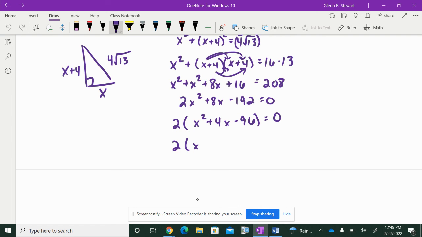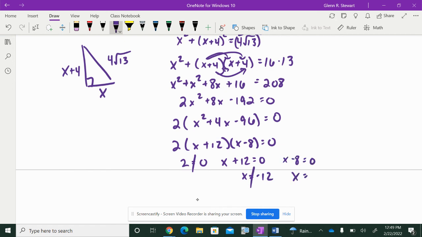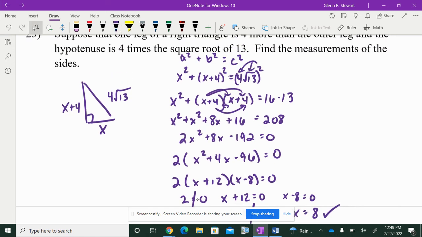96 is 12 and 8, which become 4. So x plus 12, x minus 8. So 2 equals 0. That doesn't have a variable. It doesn't matter. x plus 12 is equal to 0. That's going to become x is equal to a negative number. No. And then x minus 8 is equal to 0. So x is equal to 8. I like it.